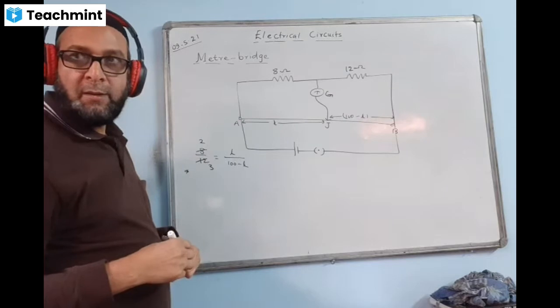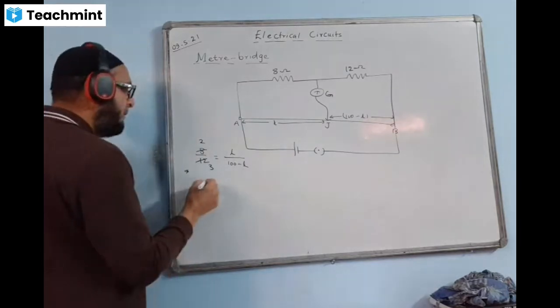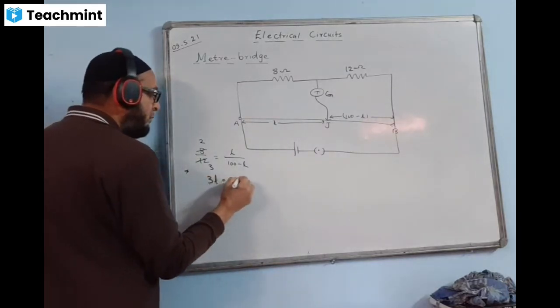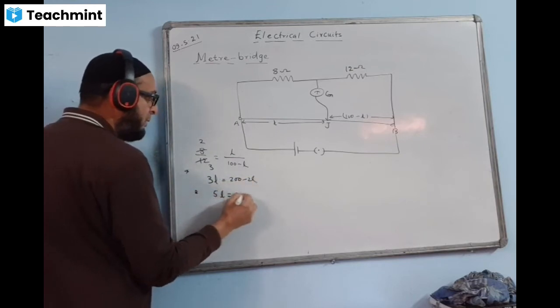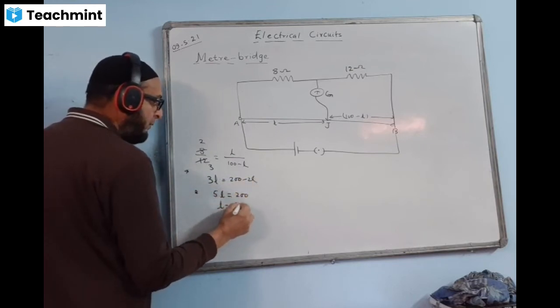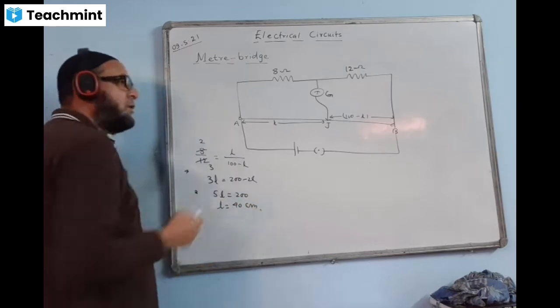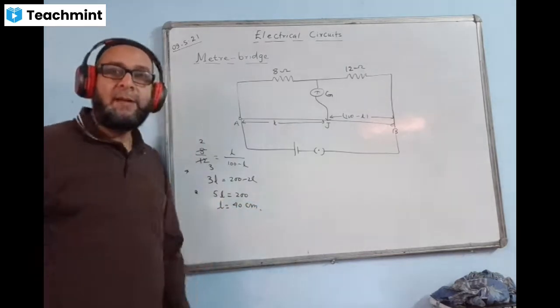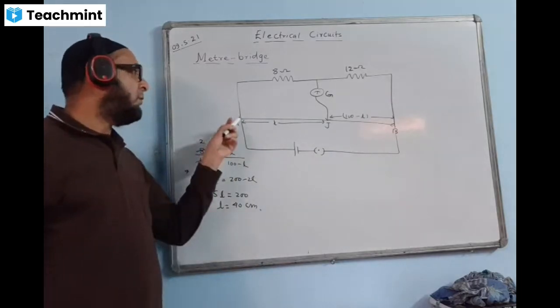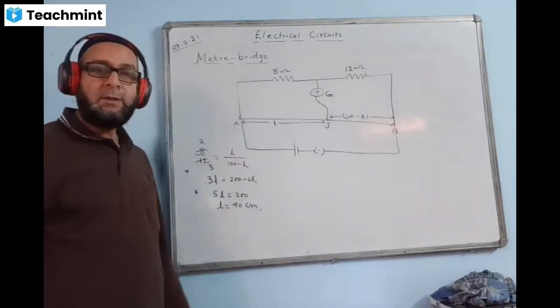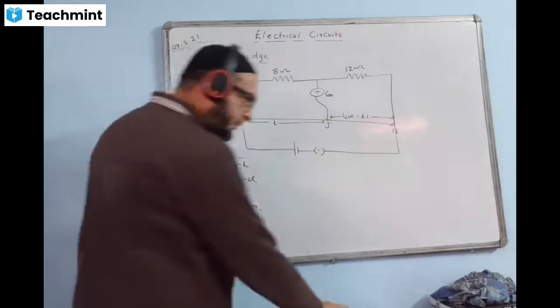What is the answer? Okay. 3L is equal to 200 minus 2L. So 5L is equal to 200, and L is coming 40 centimeters. So finished. This is the value of balancing length. Therefore, the balancing length is 40 centimeters from the point A. That is it. Okay, now next question.